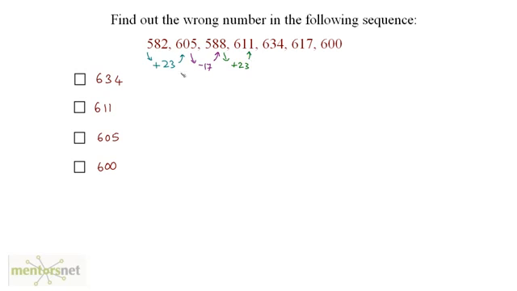Now you see there is a pattern getting formed. You add 23 for the first time and then you subtract 17 to get the next number. Then again add 23 and then subtract 17, right? So let us subtract 17 from 611 and see if we obtain 634. Well, 611 minus 17 does not give you 634. It gives you 594, right? So this is the wrong number in the sequence. This should be 594. Now no need to analyze the rest of the series. So our answer is this, 634 is the wrong number, option A.